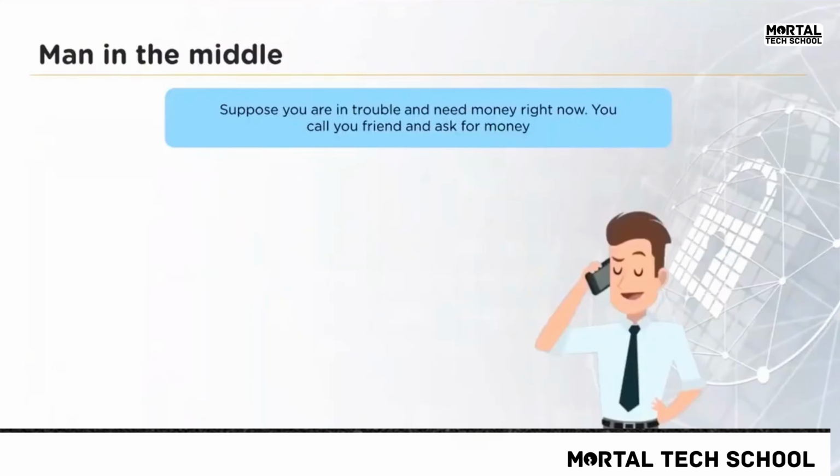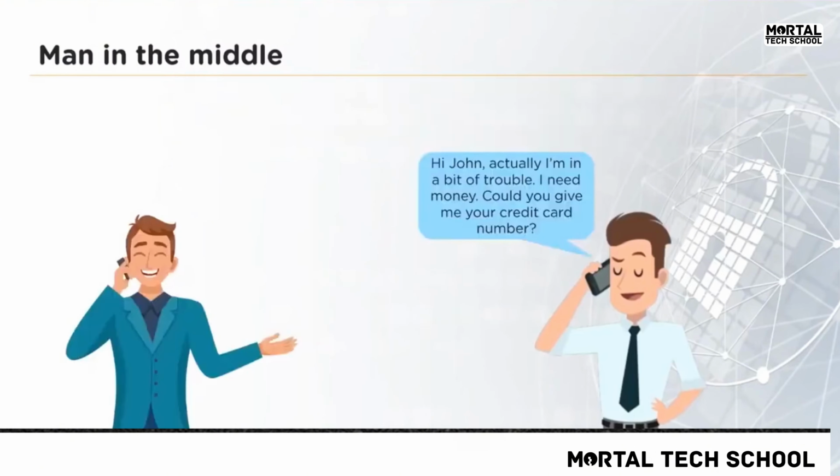So here in this example, suppose you're in trouble and you need money right now, and you call your friend and ask for money. So here the person is calling John, telling John that they're in trouble, and they're asking John to give their credit card number over the phone. Now this is a legitimate transaction. The friend is actually calling John and asking for some help.